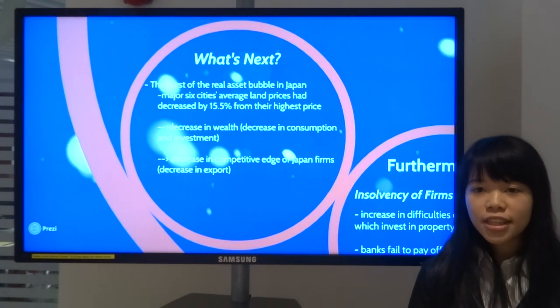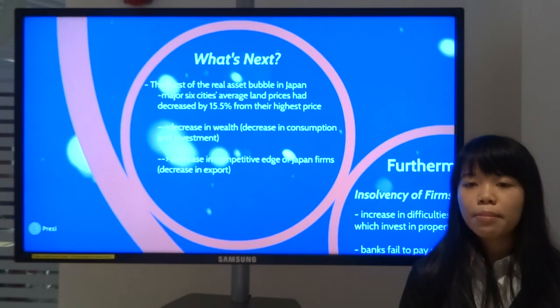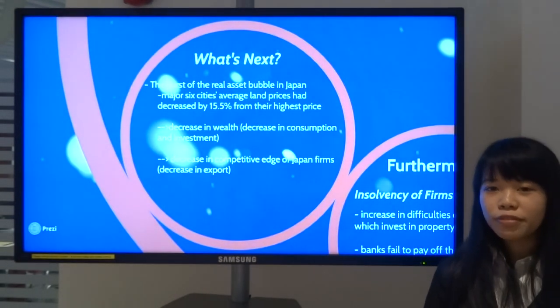For example, China and South Korea. Exports of Japan were hampered. This hindered the economic growth of Japan.